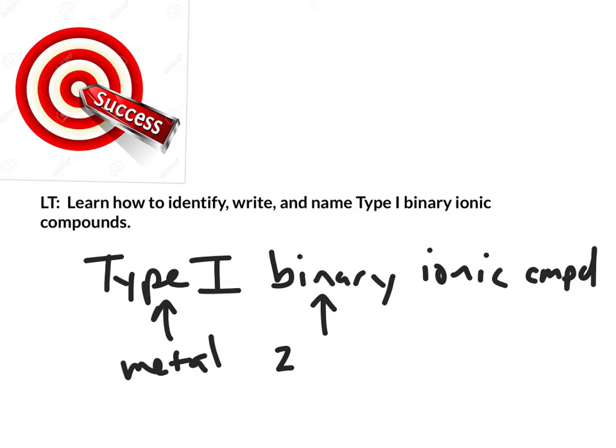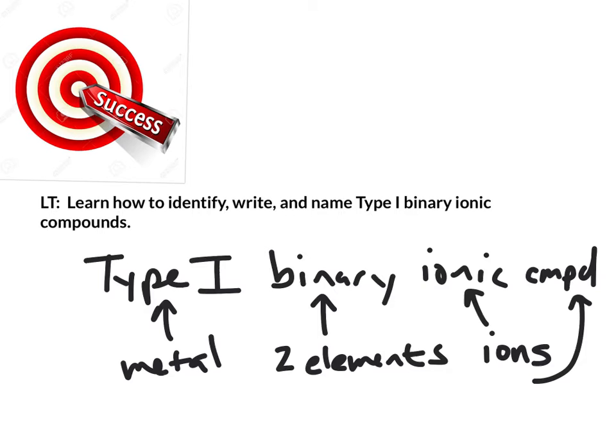Binary describes the fact that there's only going to be two elements from the periodic table in this compound. Ionic means that the two elements are going to be ions. And then compound is telling us that they're two different elements, so they're not the same element. Remember, the same element is called a molecule. So these are two different elements.